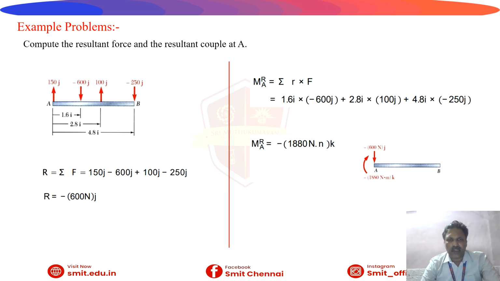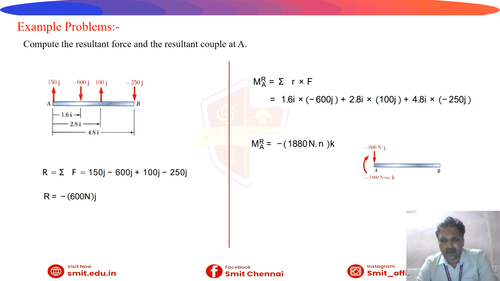Then this slide represents one basic, simple problem. Compute the resultant force and the resultant couple at point A. Here one rectangular bar is given. What various forces are acting? 150 j minus 600 j plus 100 j, sorry, 100 j minus 250 j, and various distances are also given. How do we find the resultant? Add all the forces. If upward, it is positive; if downward, it is negative. It is the same concept we discussed in the first unit. Finally, you will get minus 600 Newton j.